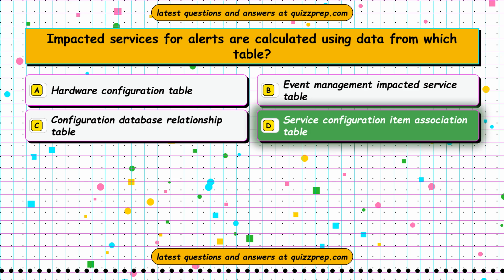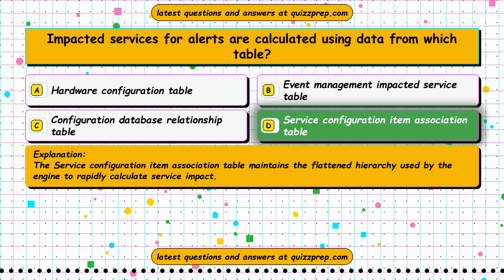The correct answer is option D, service configuration item association table. The Service Configuration Item Association table maintains the flattened hierarchy used by the engine to rapidly calculate service impact.